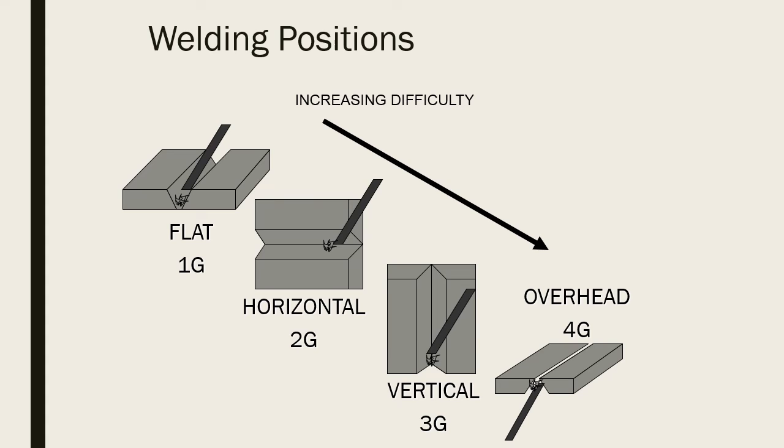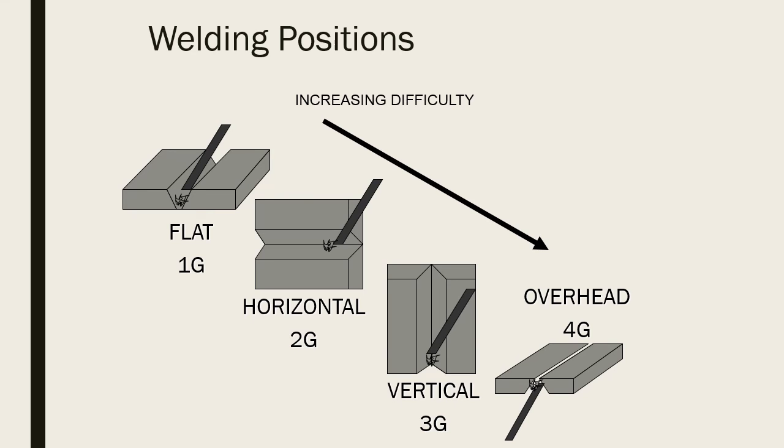So generally, if you qualify for something, you get the ones below it. Depending on the codes and how things are written, different codes have different criteria for what is more difficult. But generally, like if you qualify 3G, you'll get flat 1G. If you qualify overhead, you might get something else.